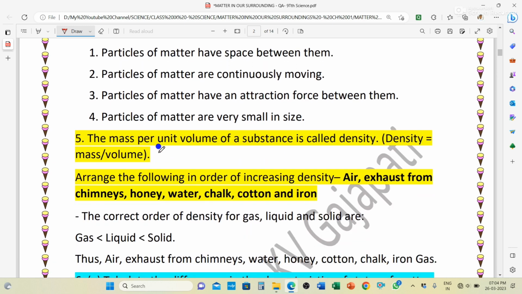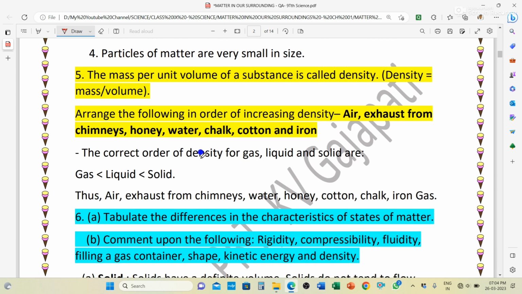Then next question. The mass per unit volume of a substance is called density. Density equals mass by volume. Arrange the following in order of increasing density. Increasing means from lower density to higher density. Air, exhaust from chimneys, honey, water, chalk, cotton and iron. You know the correct order of density for gas, liquid and solid is gas, then liquid, then solid. That means the density of solid is more than the density of liquid. Again, the density of liquid is more than the density of gas. So we will arrange accordingly.